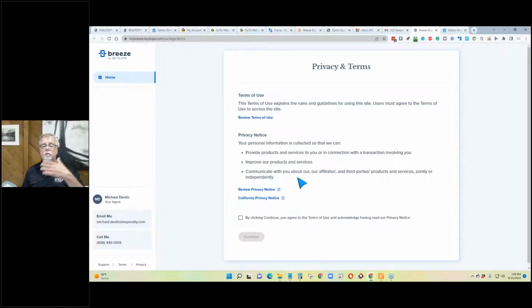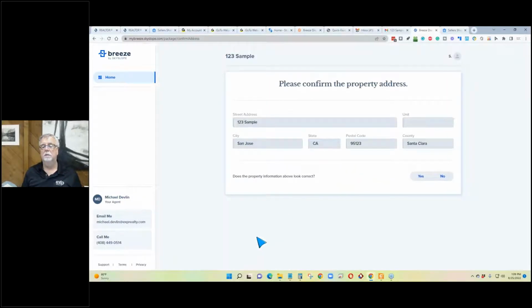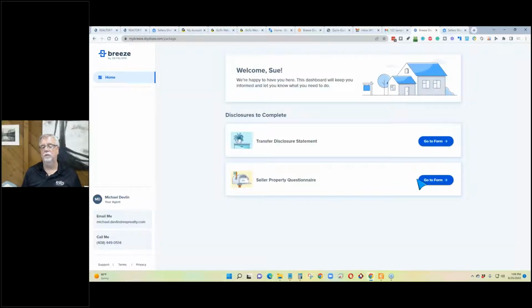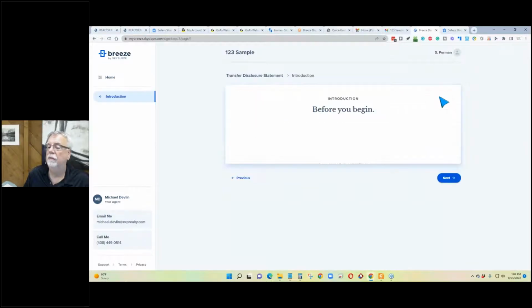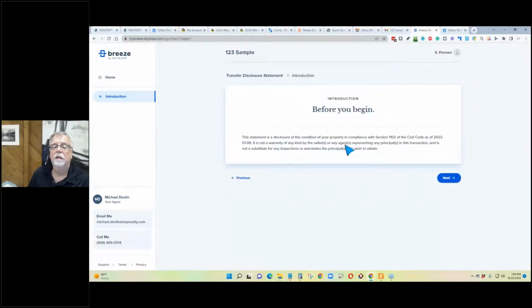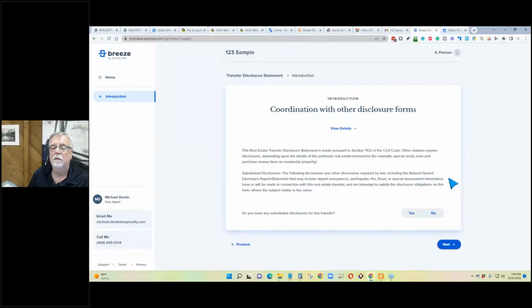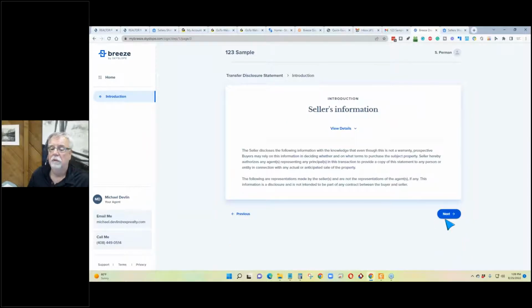So here's a privacy notice. Click on continue. Here's the address. Does this look correct? Sure, why not? Go to the form. And then we hit start. And there's this little statement here on coordination with other disclosures. Do you have substituted disclosures for this transfer? No. Right? Remember, we don't have substituted disclosures. Sellers, these are just information for them to read.